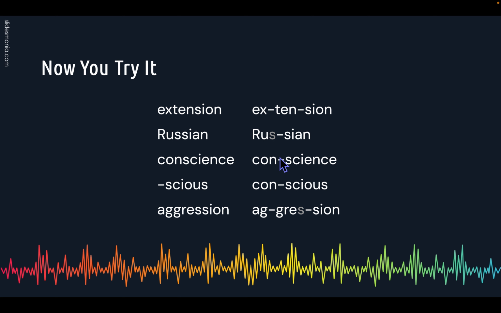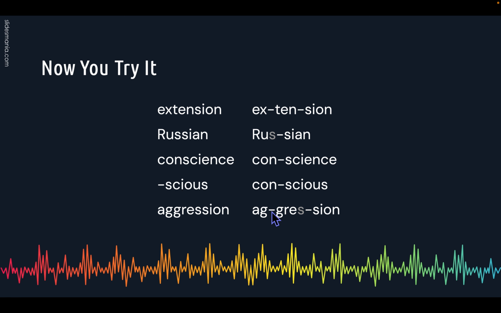Here we have the prefix con. SCI in this word is going to have the sh sound, so we have conscience. Right here is the suffix shus. The SCI together says sh, and OU sometimes says u, so shus, like in the word conscious.